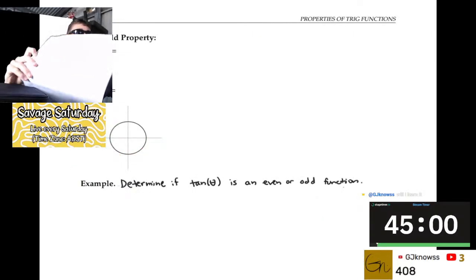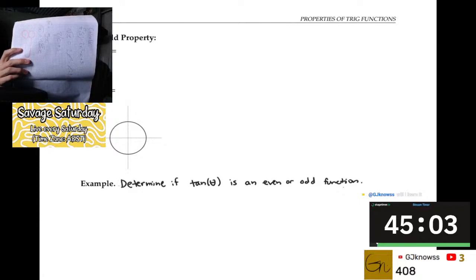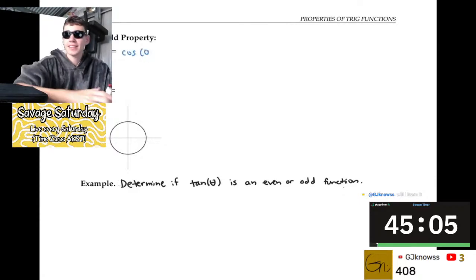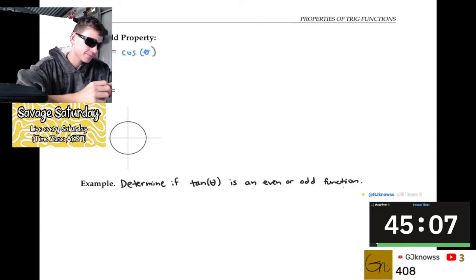The next property I call the even-odd property. It says that cosine is an even function. Cosine of negative theta is the same thing as cosine of theta. While sine is an odd function, which means that sine of negative theta is a negative of sine of theta.